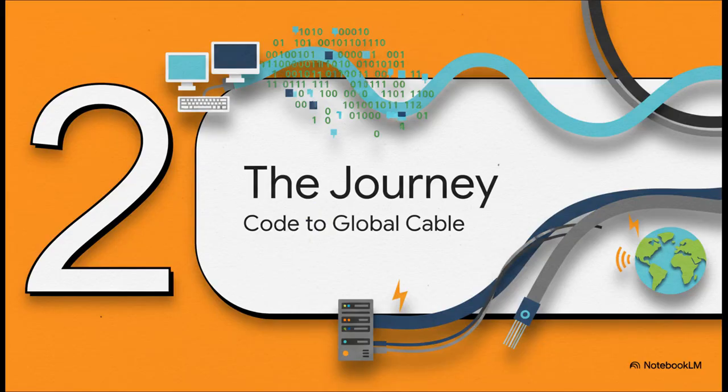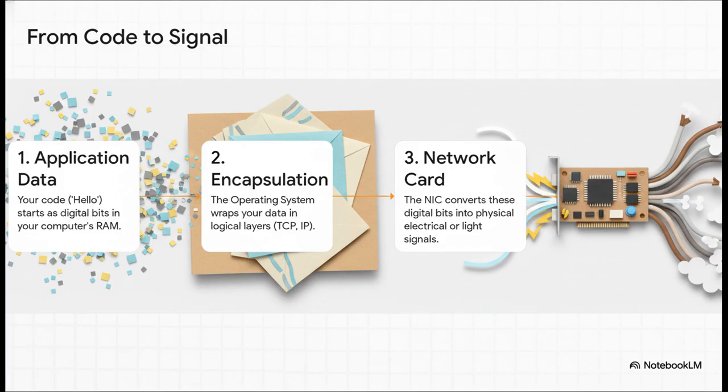So how does something as simple as a line of code, let's say you're sending the word hello, actually become one of those physical signals? Let's trace its pretty incredible journey, starting from the safety of your computer's memory all the way out into the wild. Okay, so it starts as pure information, just bits sitting in your RAM. Your computer's operating system then takes that data and wraps it in several logical layers. It's kind of like putting a letter inside an envelope and then putting that envelope inside a bigger shipping box. Finally, your network card, the NIC, does the real alchemy. It translates those logical bits into actual physical electricity or light and sends them on their merry way.